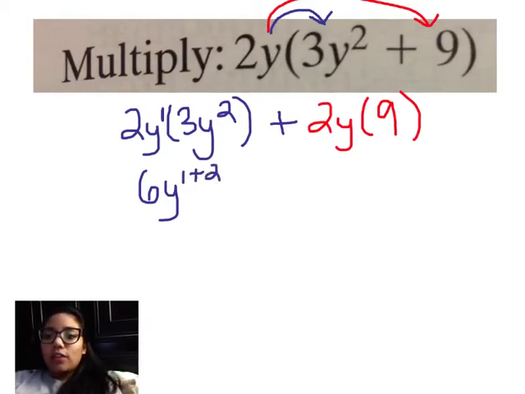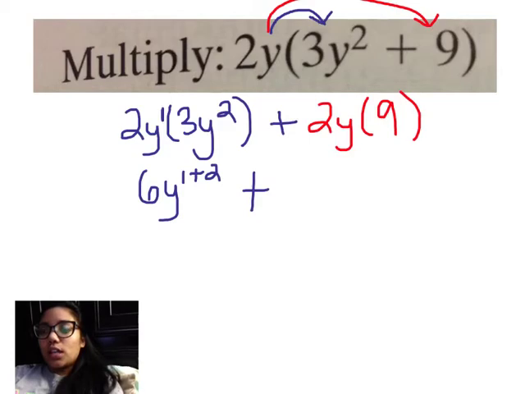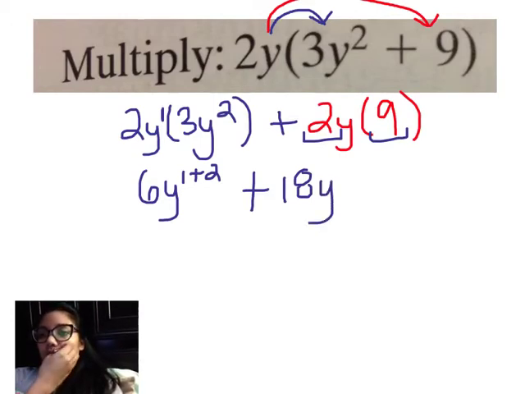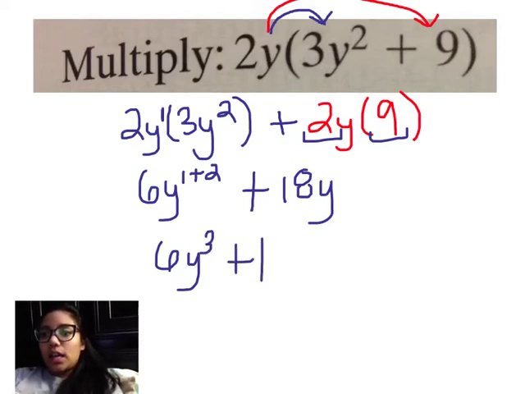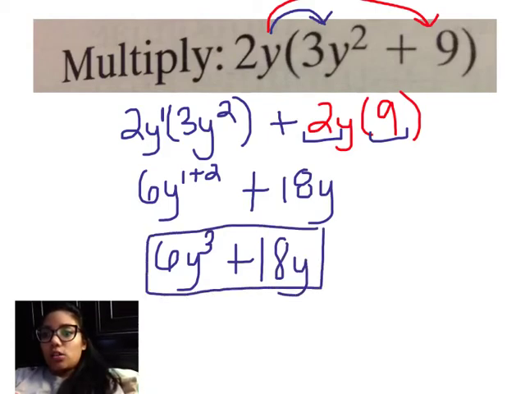And then I have plus 2y times 9. All I do is multiply my coefficients. So I multiply 2 times 9 is 18. And y to the first power plus nothing is just y to the first power. So now I have 6y, 1 plus 2. So that means I have 6y, 1 plus 2 is 3, raised to the third, plus 18y. And that is my answer.